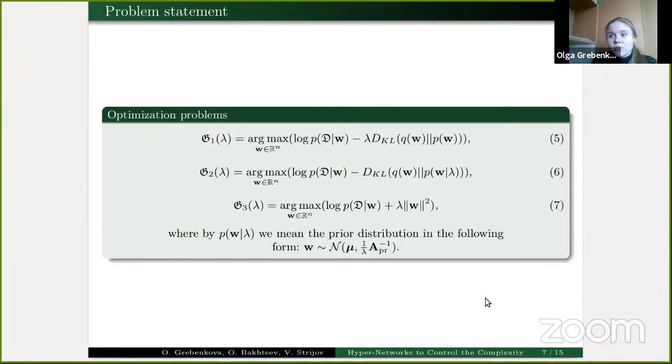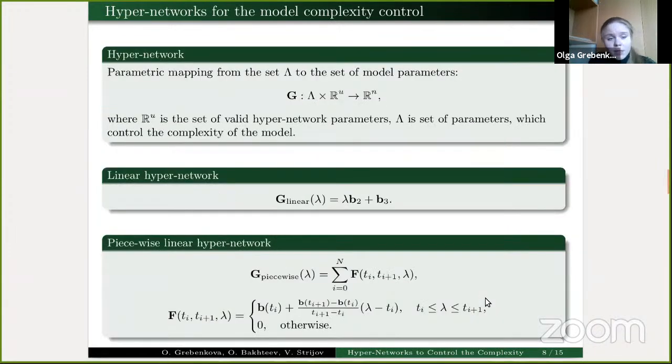For every variant of the generalized evidence function, we can set an optimization task. We want to find such a mapping from the set of possible complexity parameters to the set of model parameters, so that for an arbitrary value of the complexity parameter lambda, for every lambda, it would give the maximum to the following function. In order to solve this task, we propose to use hypernetworks. What is a hypernetwork? A hypernetwork is a parametric mapping from the set lambda to the set of model parameters. In our work, we use the following linear mapping, where B2 and B3 are the parameters not depending on lambda. A natural extension of such mapping is the piecewise linear mapping, which was also implemented in this work.